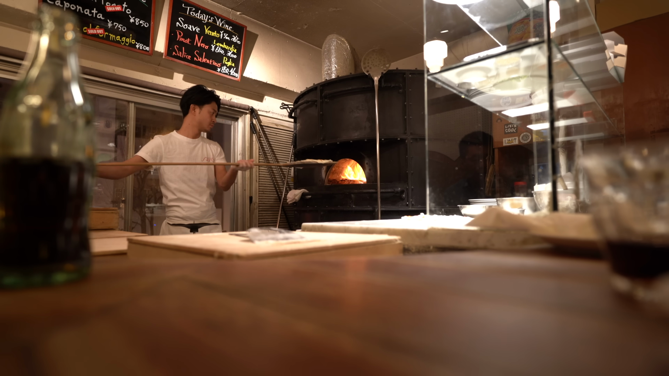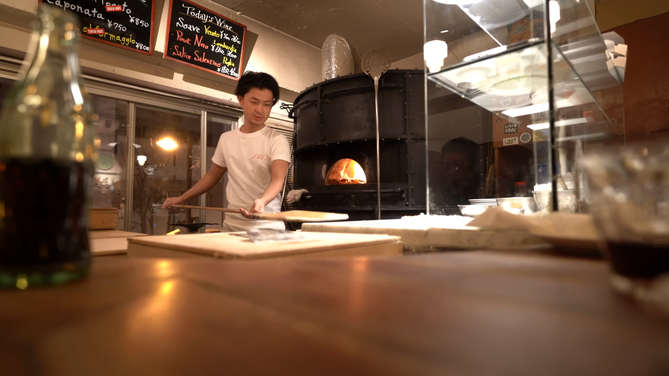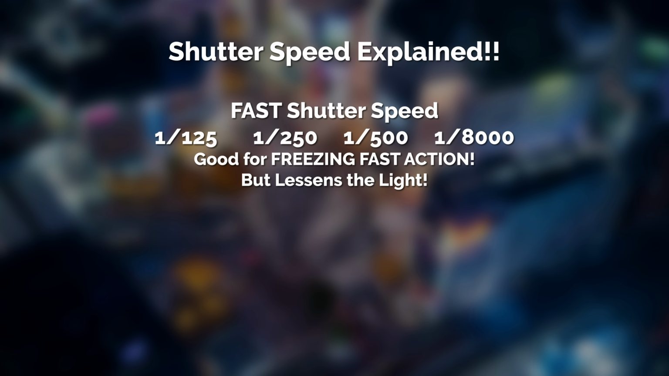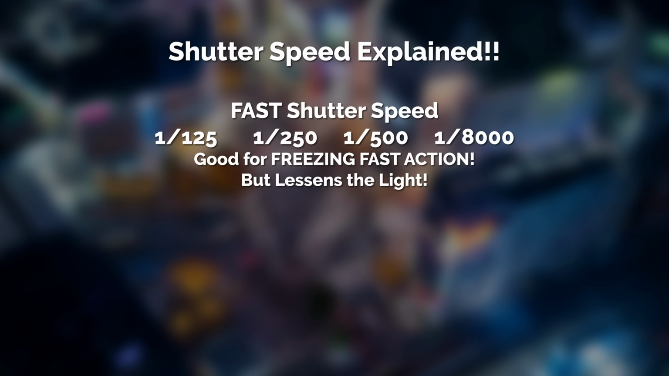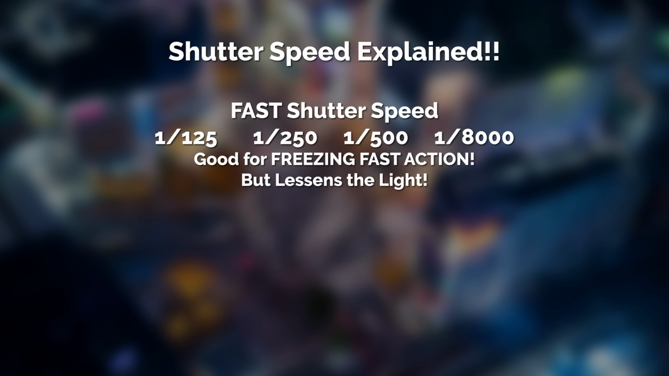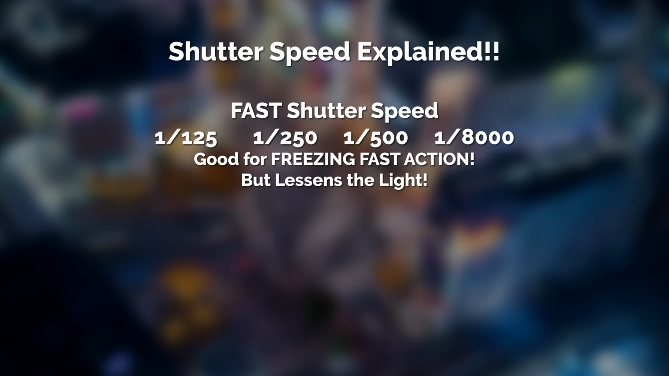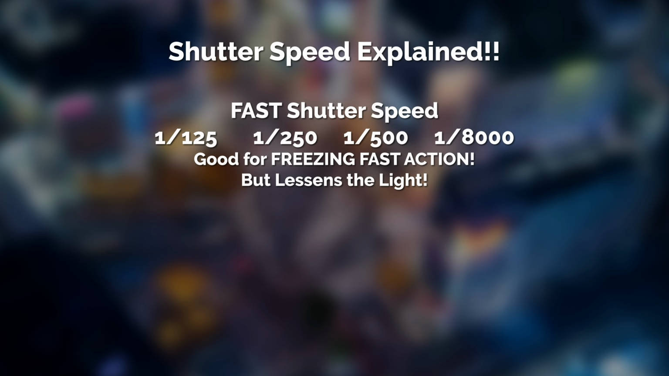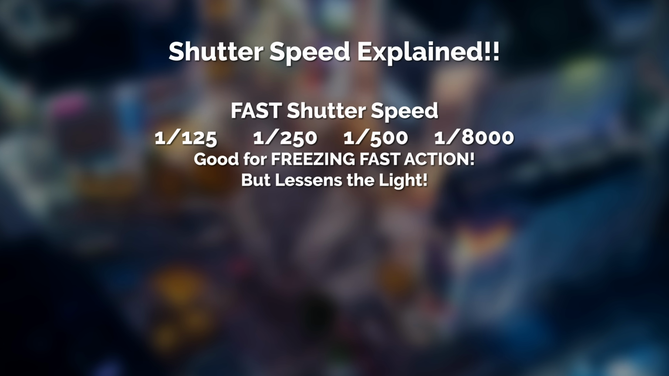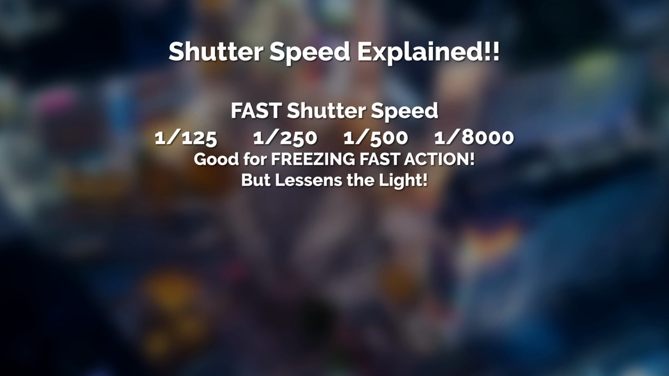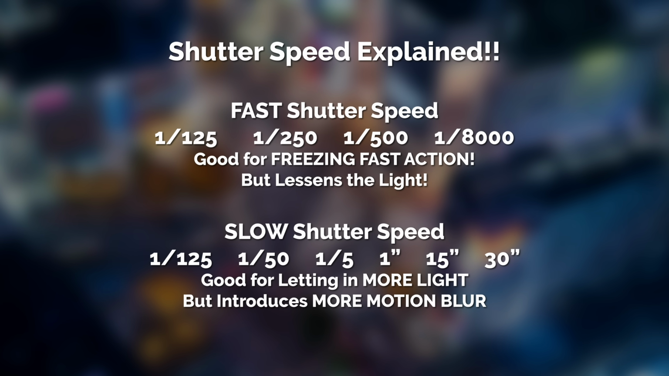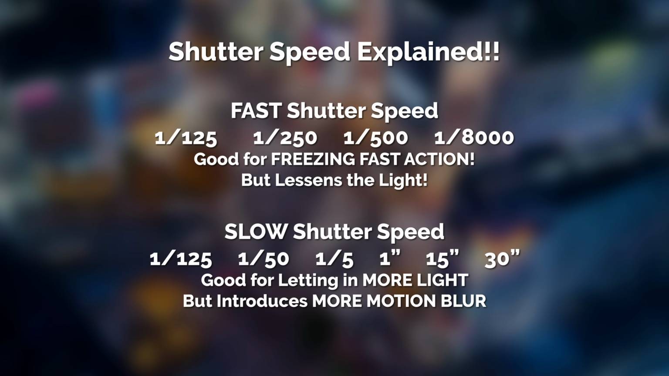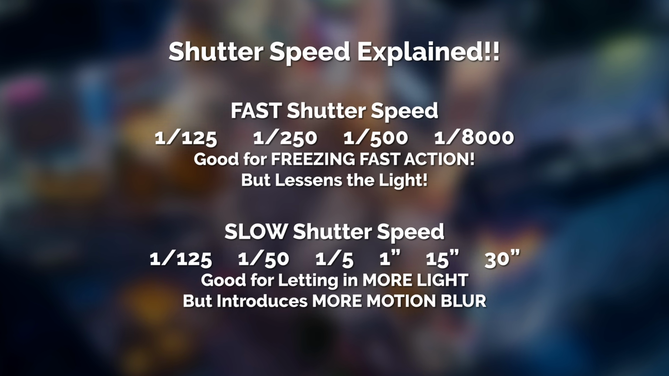So what do I mean by too fast of a shutter speed? When you turn your shutter speed dial to the right, you're raising your shutter speed. This is great for freezing action, but also lessens the amount of light coming in. For example, if your shutter speed is at 1/125 and you're moving it to 1/250 or 1/500 or 1/8000, then that's raising the speed of your shutter. Vice versa, if you start at 1/125 but you move down to 1/50, 1/5, 1 second, 15 seconds, 30 seconds, then that's slowing down your shutter speed, allowing in more light.